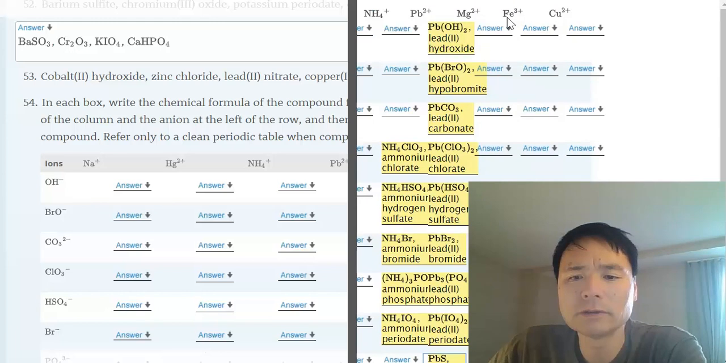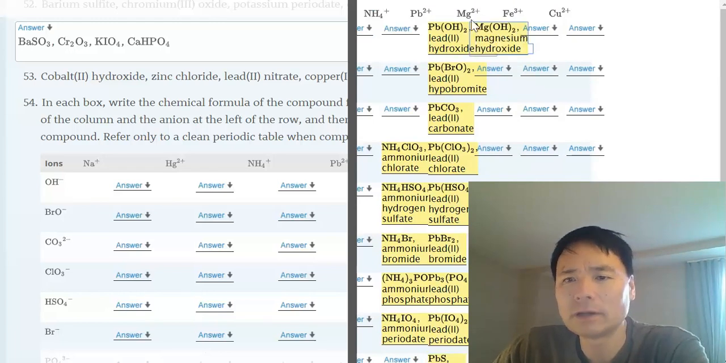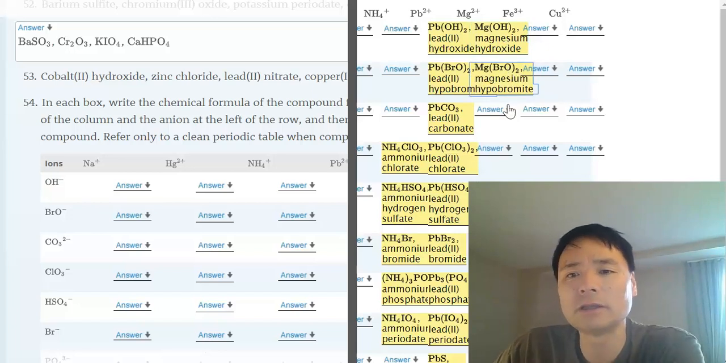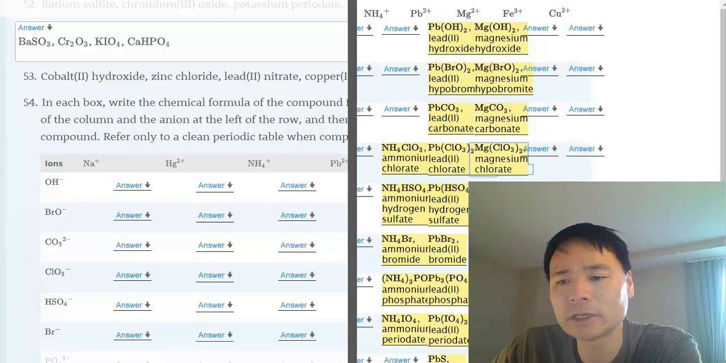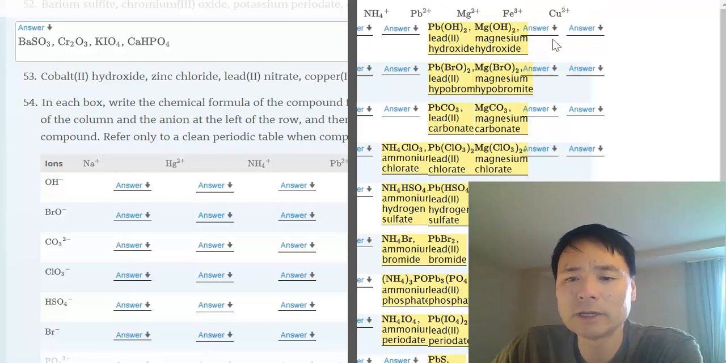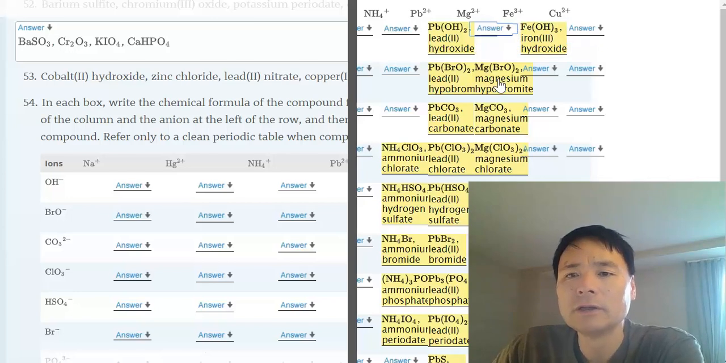Okay, iron's a 2,3. There's iron 3, so iron(III) hydroxide. Oops, sorry, over here, magnesium 2, that's fixed charge, magnesium 2 hydroxide. No, we don't need the Roman numeral. Magnesium hydroxide, magnesium hypobromite, magnesium carbonate, magnesium chlorate, magnesium hydrogen sulfate, magnesium bromide, magnesium phosphate, magnesium periodate, and finally magnesium sulfide. That'll be the last one there. Okay, iron(III) is next. Iron(III) hydroxide. Just close those down.